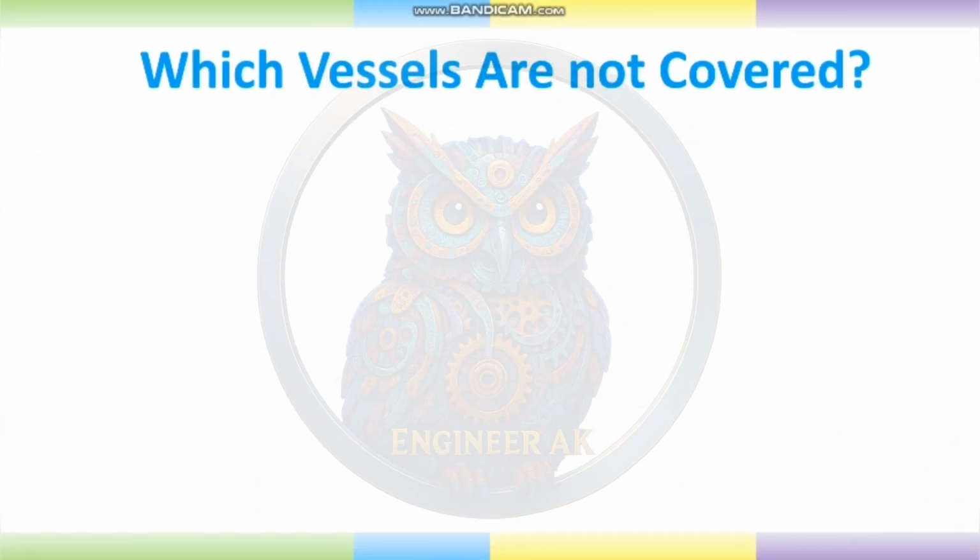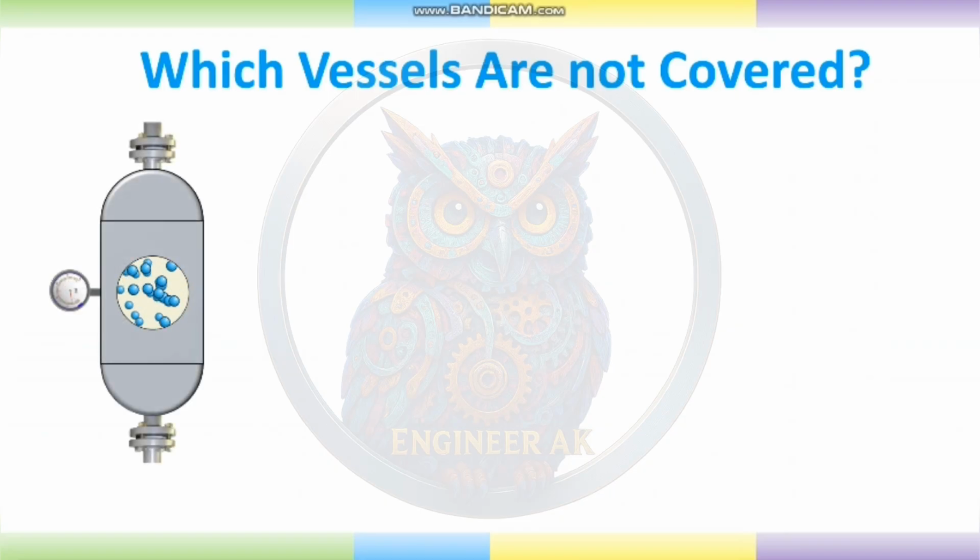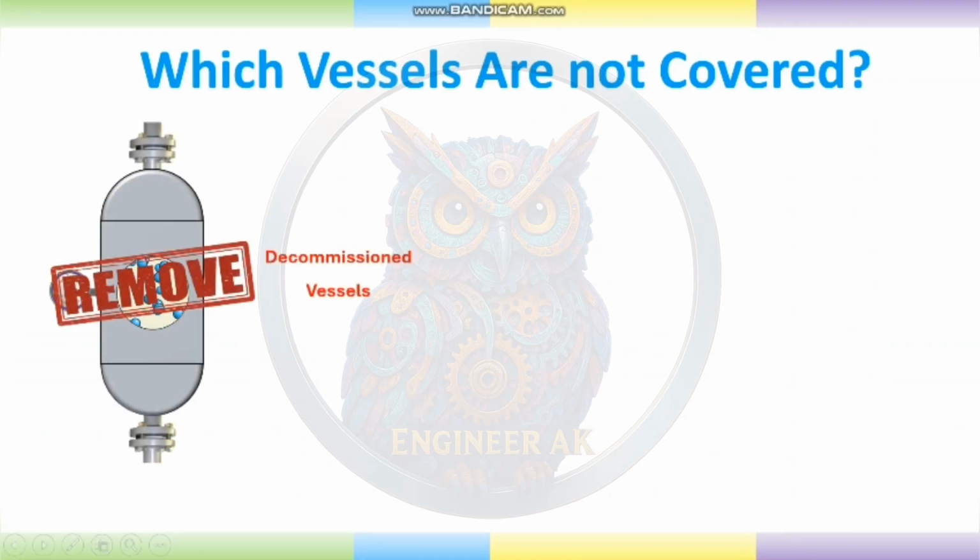Now moving further, which vessels are not covered in this code? The first one is decommissioned vessels, meaning vessels that are no longer in operating condition and have had their piping, everything, removed. The piping connected with them is removed. So those vessels are not covered in API 510, or we cannot apply this code on those vessels.